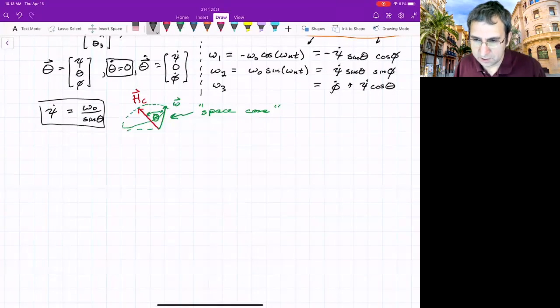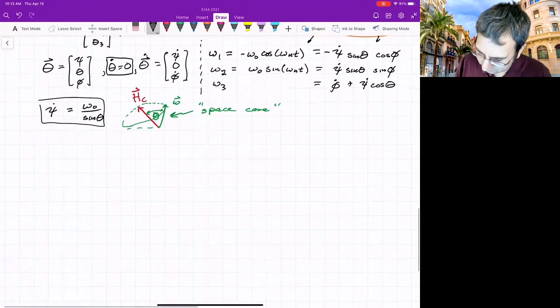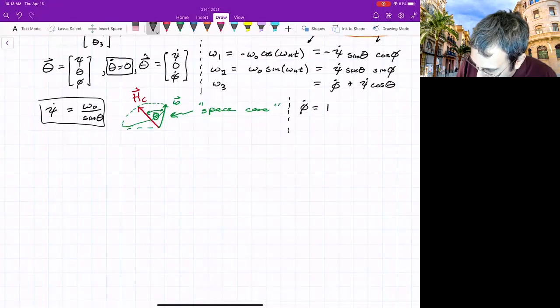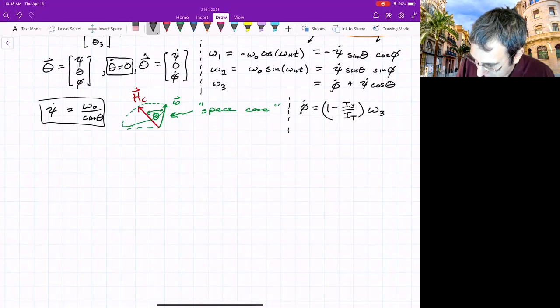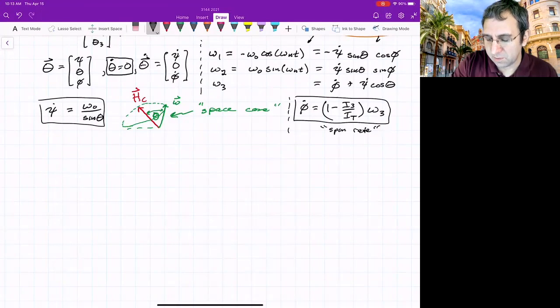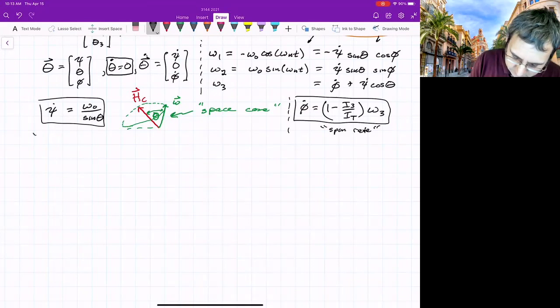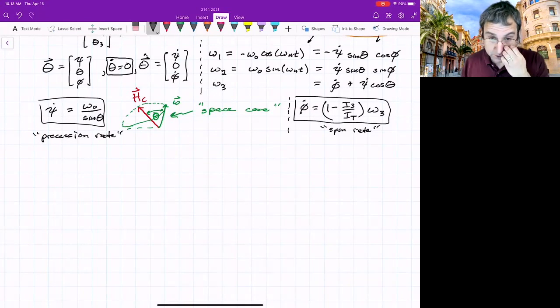We could also, it turns out, solve for phi dot. Phi dot equals 1 minus I3 over IT times omega 3. We call this the spin rate. Do we even have a name for psi dot? We do. It's actually called the precession rate. So there's a nice interpretation in terms of what these two cones do.